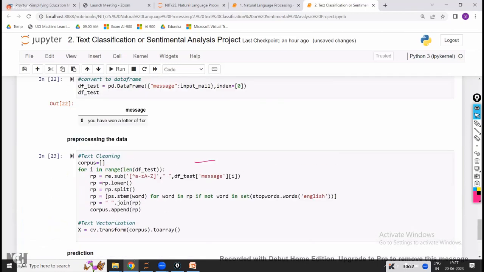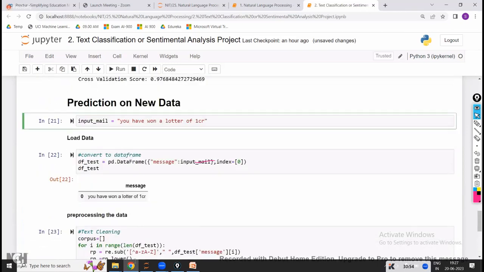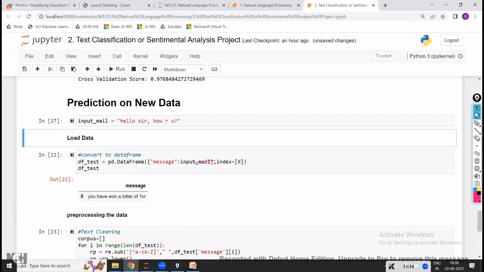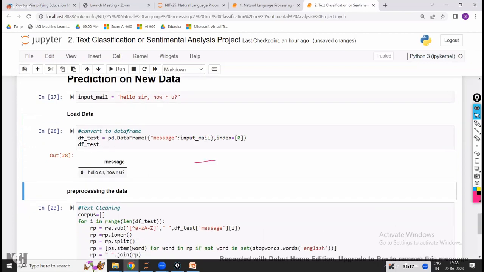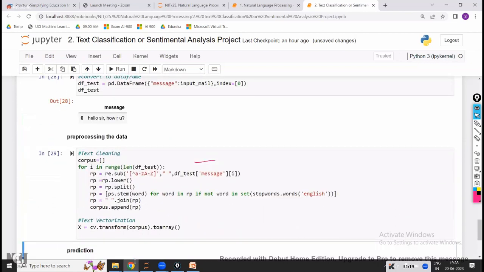Is that clear? If anyone is sending, you have won a lottery of 1 crore, it is a spam mail based on the past data. For example, hi, hello sir, how are you? Some person has sent me a mail like this. Now, in this, first it is going to do the cleaning. After cleaning, again, it is going to check how many hellos are there. Count, how many sirs. Like this, it is going to count.